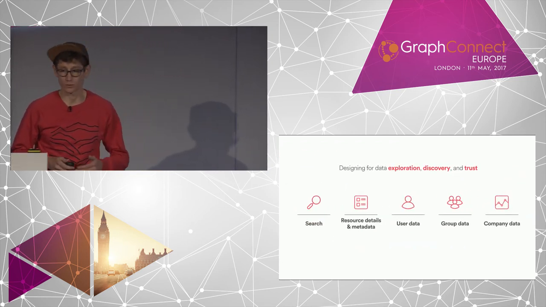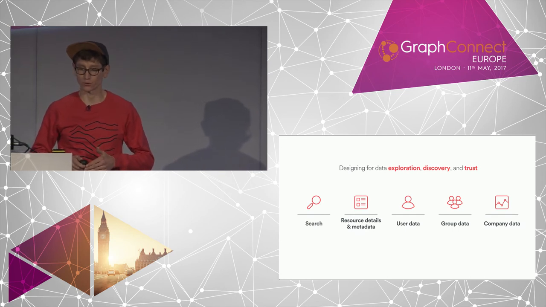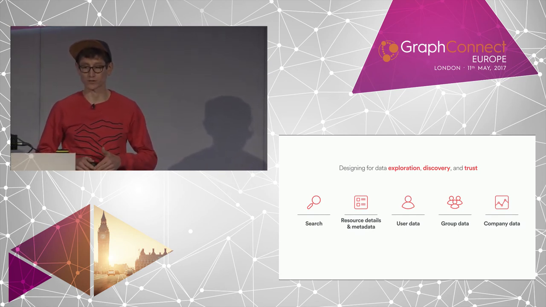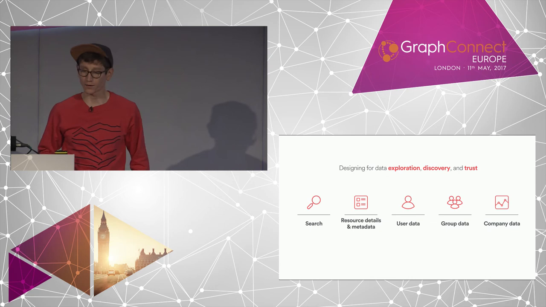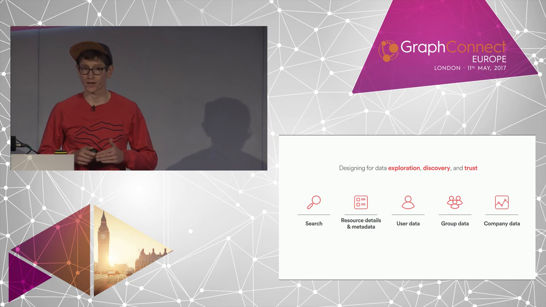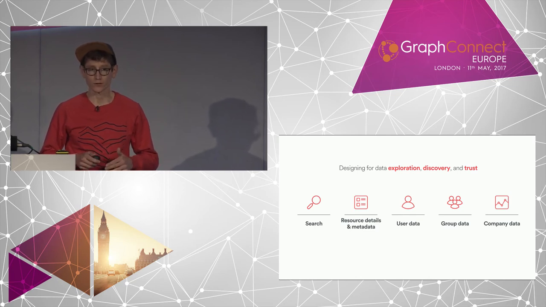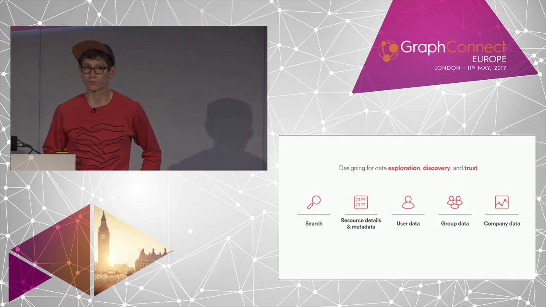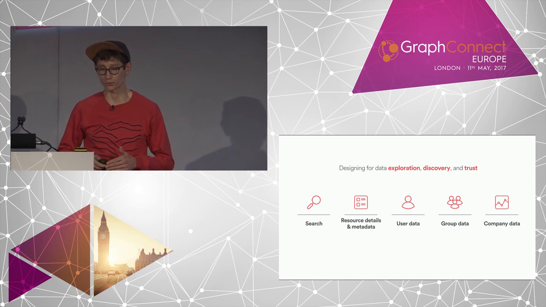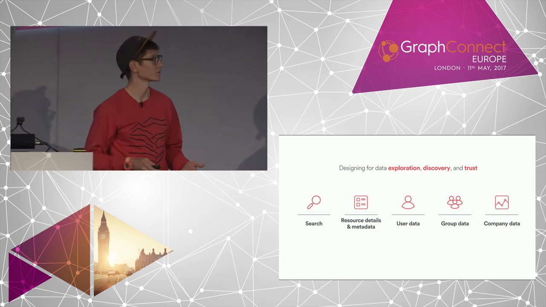So with these personas in mind, we built out the front end of the data portal to support data exploration, discovery, and trust through a variety of product features, which I'll describe in more detail in the next slides. At a high level, these broadly include search, more in-depth resource detail and metadata exploration, and then user-centric, team-centric, and company-centric data. I also want to point out that we're not allowing free-form exploration of our graph as the Neo4j UI does. This is a pretty highly curated view of the graph, which attempts to provide utility while maintaining guardrails where necessary for less data-literate employees.